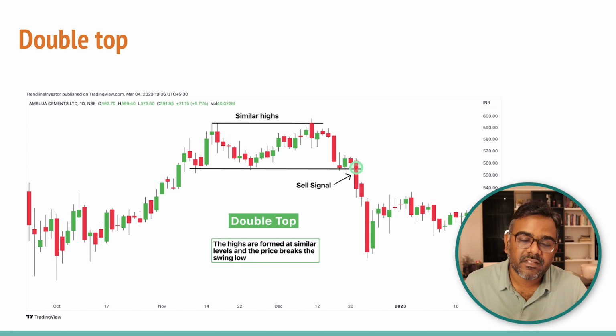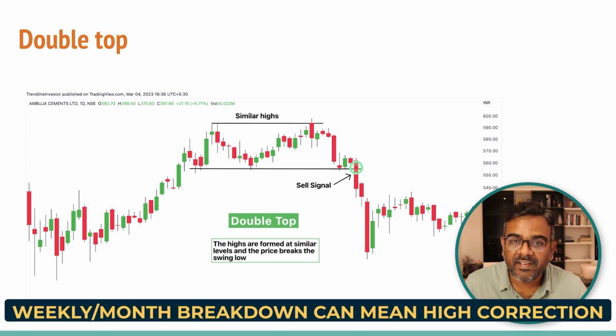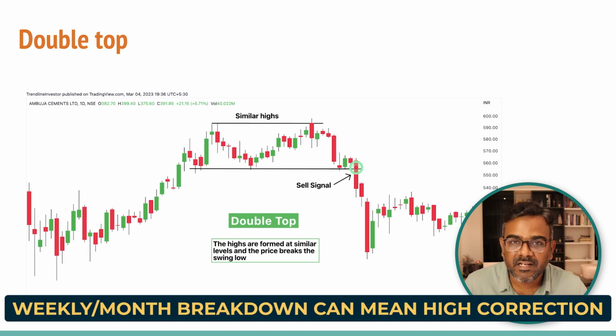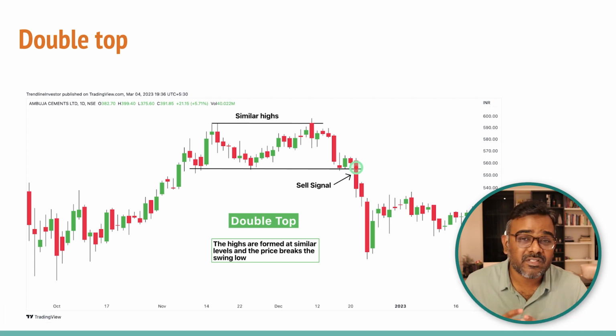Another point I want to make here is that these two setups, non-failure swing and double top, that I mentioned here are on daily charts. Now remember, if these setups form on the weekly or monthly charts, then there's a very high chance that you are not going to see any returns in that stock, at least for the next few months or a few years or so. It depends on what location these setups form. But if it forms after a very long-term uptrend, please exit the stock and save your money and save your capital.